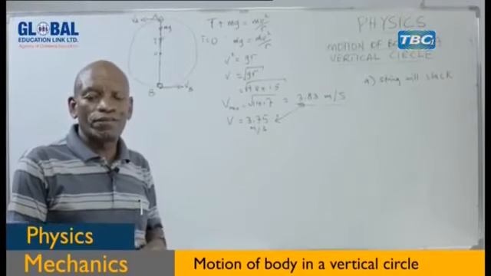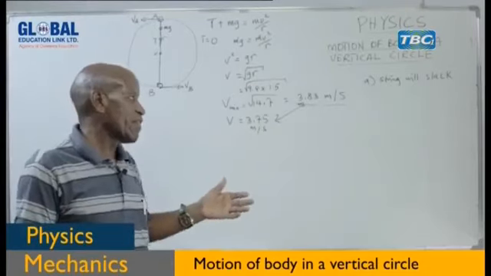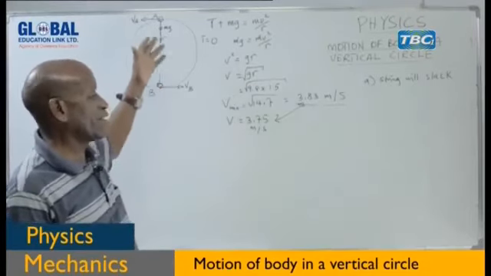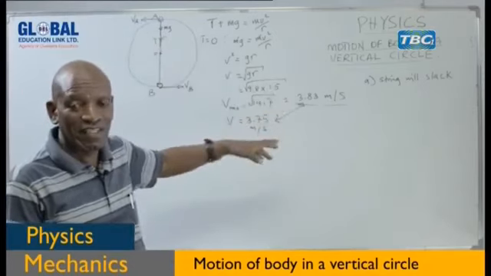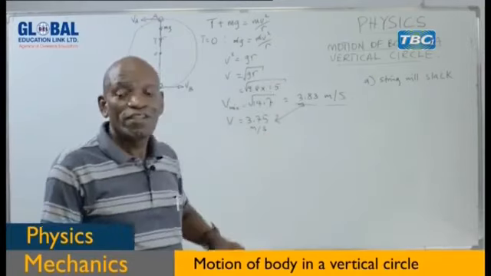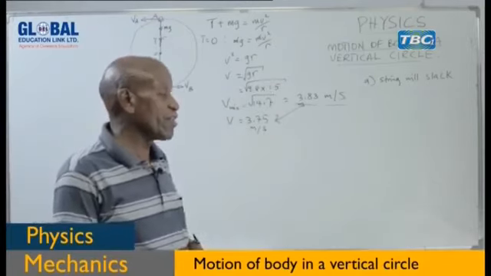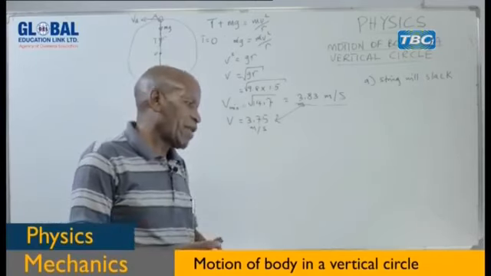And all of these are the reasons which mathematically justify that the minimum velocity at the top is supposed to be 3.83 meters per second, but the actual velocity given is less than that, so it's for sure that the string will slack. So now we go to the second part.